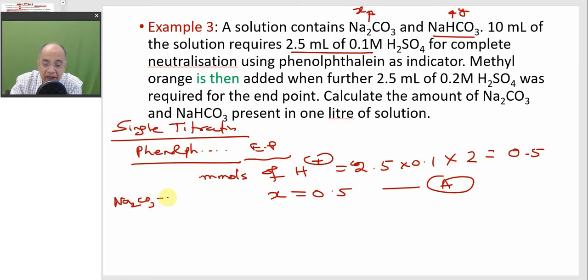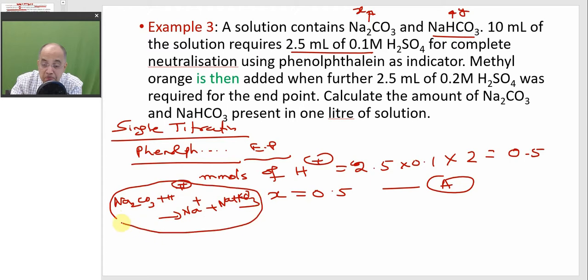again and again I am writing, this is the ionic equation, doesn't matter. This is the balanced equation. So as many moles of H plus ion consumed, the same is the number of moles of sodium carbonate. So X is equal to 0.5, equation 1. Then go for methyl orange. I am writing in shortcut. Endpoint.